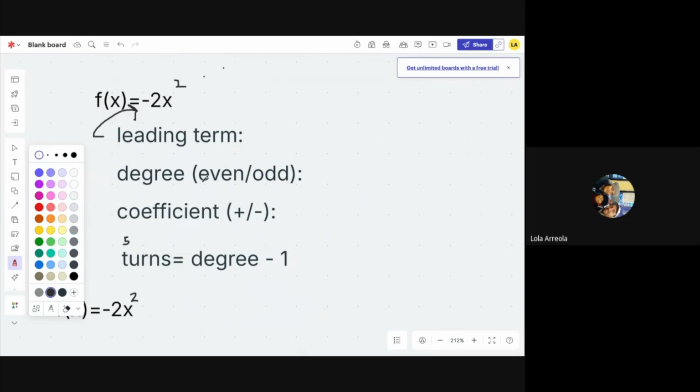So if that's the only term, that means it's the term with the highest exponent. The degree is 2. The coefficient is -2. The degree is 2, so it's even, and my coefficient is negative. So again, I look at my chart. Degree minus 1, my degree is 2, so this is equal to 1 turn. So I have 1 turn, but most importantly, what are my end behaviors?